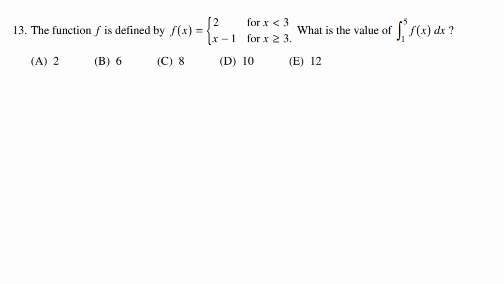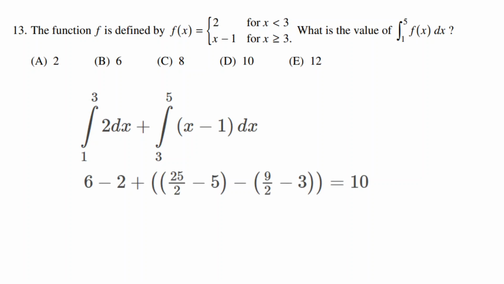In 13, we split the integral into two parts, 1 to 3 and 3 to 5. We solve the integrals and add them up. It ends up being 10, D.